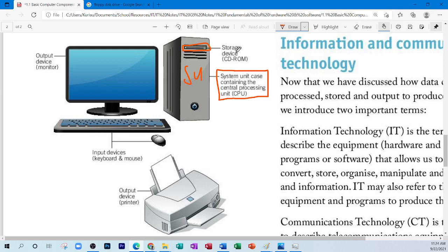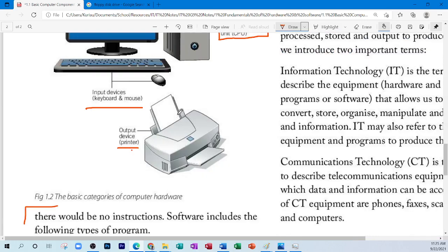Notice it mentions storage device, not storage media, because remember there's a difference between the two. The device is what reads the storage media. So that's this device that you're seeing here. We have a printer, which is an output device, keyboard and mouse, which is input, and then a monitor, which is output.